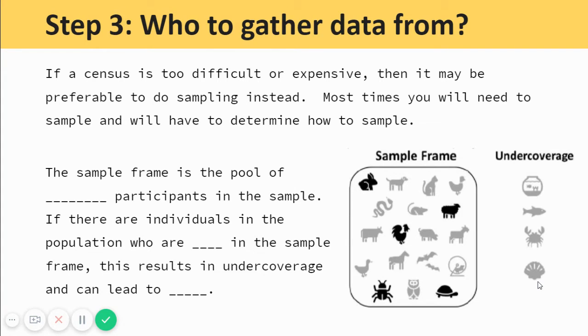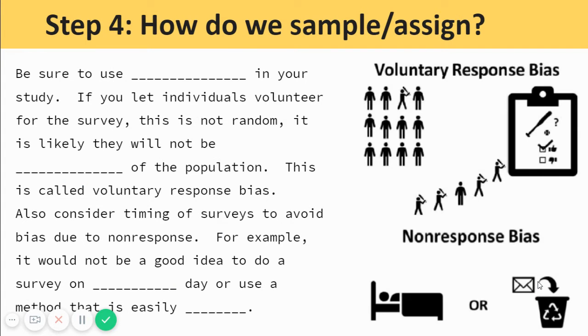Now, from whom do we gather the data? When a census is too difficult or too expensive, then we must do sampling. The sampling frame, important vocab word, sampling frame. It's the pool of possible participants. If there are folks in the population who are not in the sampling frame, it leads to undercoverage and gives us a source of bias.